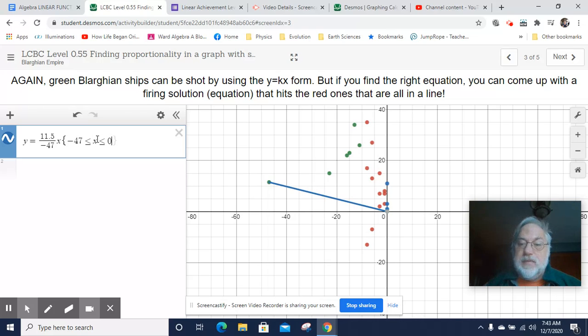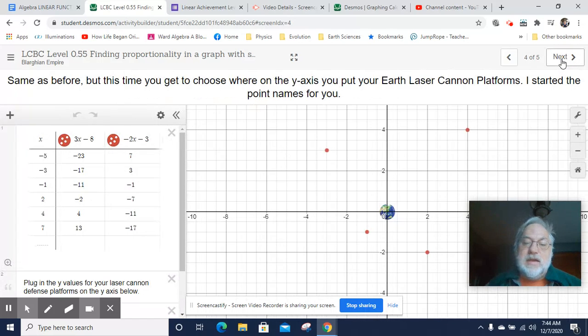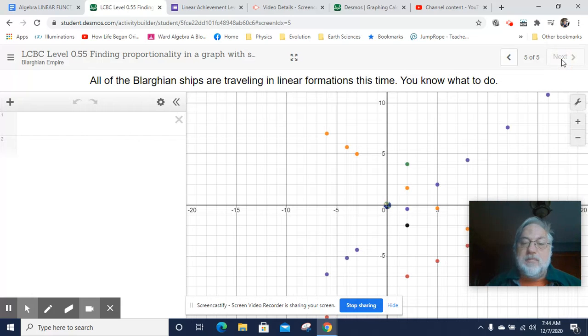And there you go. All right, so shoot all the green ships at the very least. Try and shoot the red ones as well if you can. And there you go. All right, good luck. See what you can do.